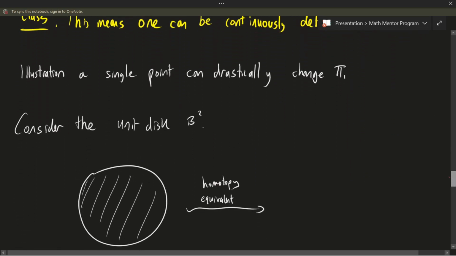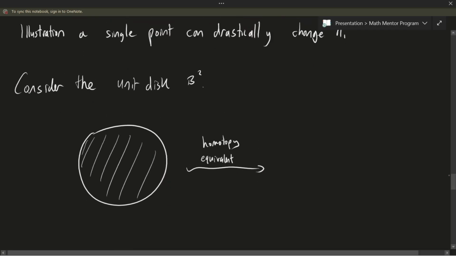Okay? So our intuition is, our illustration to show how important this idea is going to be, by taking a space, looking at its fundamental group, and then considering what another space is just by removing one point and how that changes the fundamental group. So to illustrate, here I have again the unit disk, and we know that this is homotopy equivalent to a point. We can shrink everything down to a point.